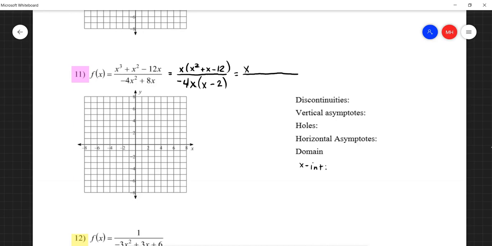In the top, we still have to factor that quadratic. So I'm going to write everything else besides that. And then to break up our quadratic, I need two numbers that multiply to get us negative 12 and add to positive 1. Well, that would be plus 4 and minus 3. Intercepts, we're going to set the numerator equal to 0. Oops. First, cross out things in common. Sorry. So x and x are gone.